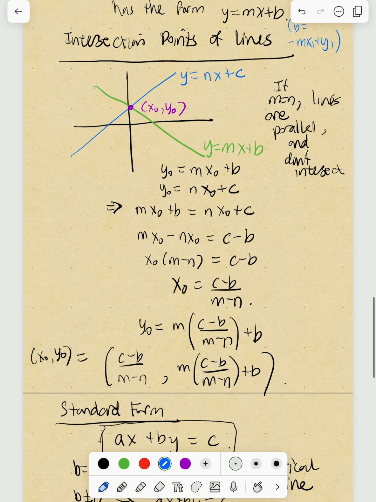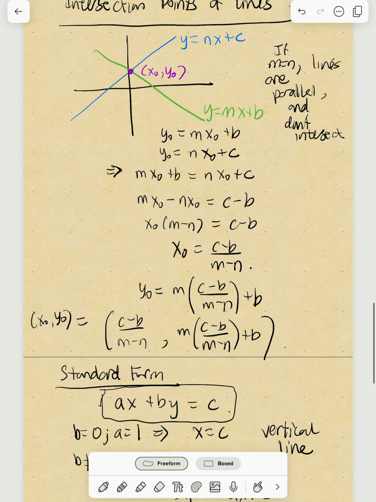Alright, let's talk about intersection points of lines. This is something I'm not going to go too into detail on. So let's say you have this blue line and this green line, and you want to see where they intersect. Suppose that we call our intersection point (x0, y0). How do we find it? We know that it lies on the green line, and so therefore y0 is m times x0 plus b. It also lies on the blue line, and so therefore y0 is n times x0 plus c.